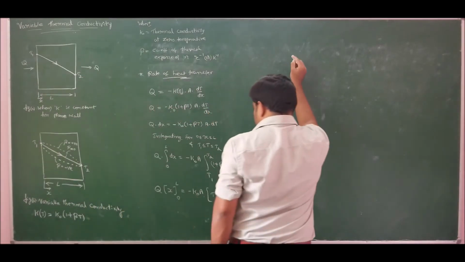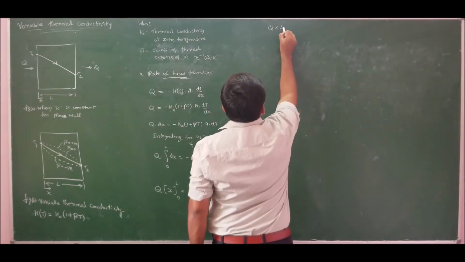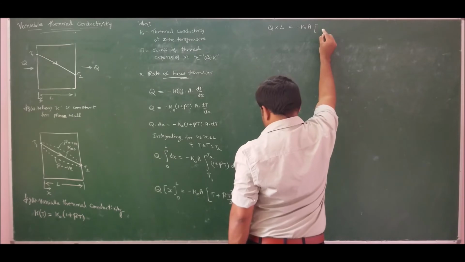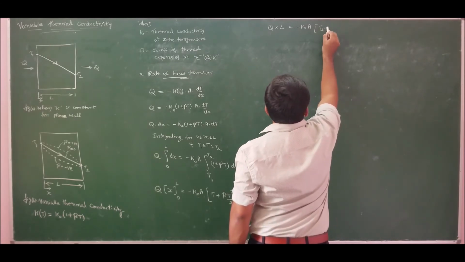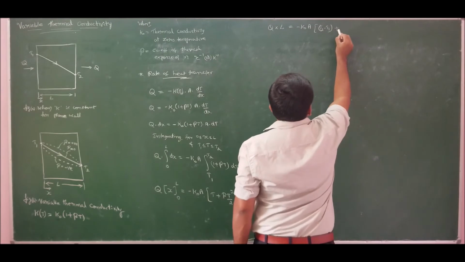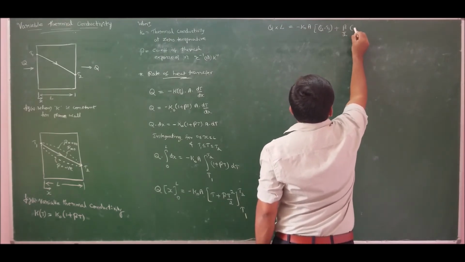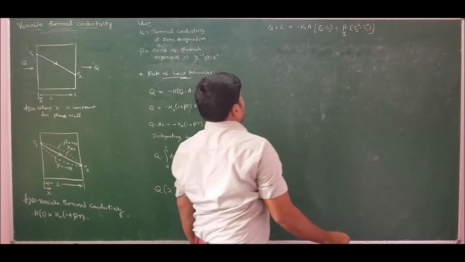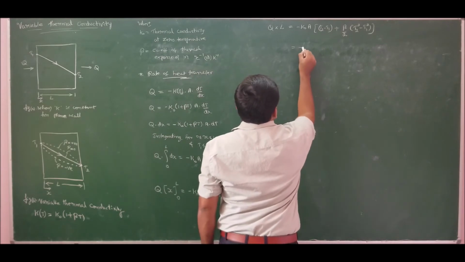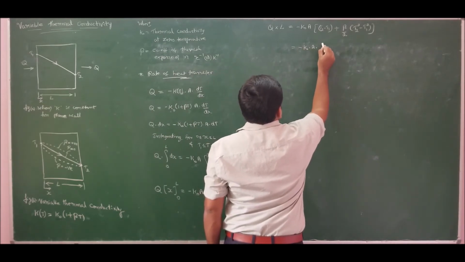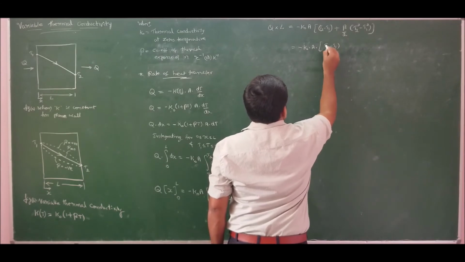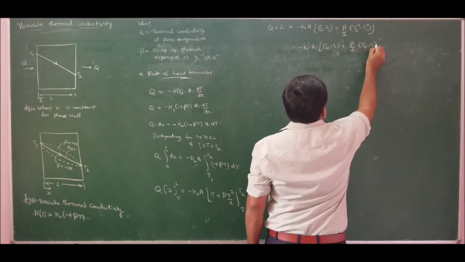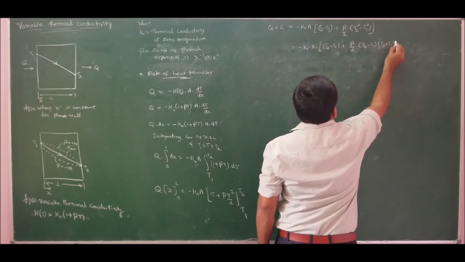Now if I substitute and simplify, I will get Q into L is equal to minus K naught into area times upper limit minus lower limit, that is T2 minus T1, plus beta by 2, upper limit is T2 square minus lower limit is T1 square. Now if I simplify further, I will get minus K naught times area, we have T2 minus T1 plus beta by 2, T2 minus T1, T2 plus T1.